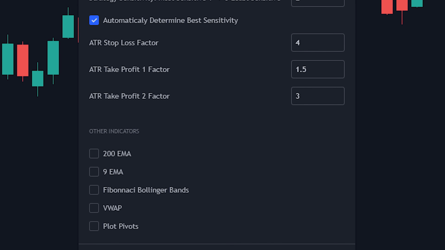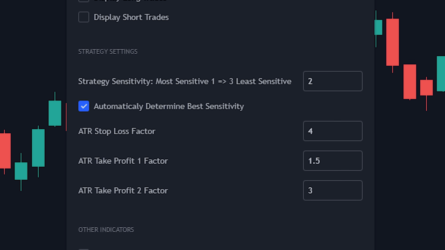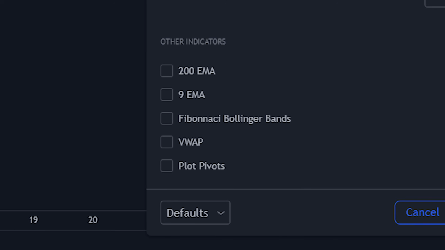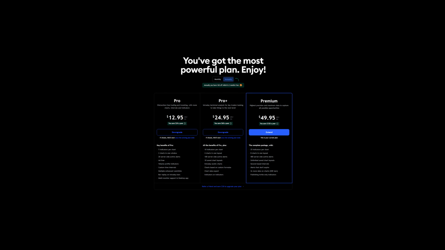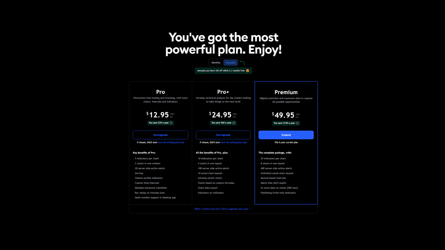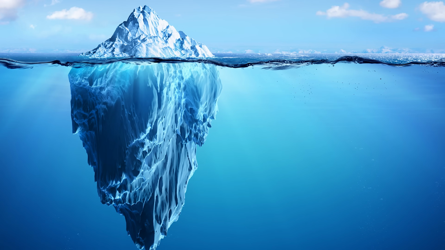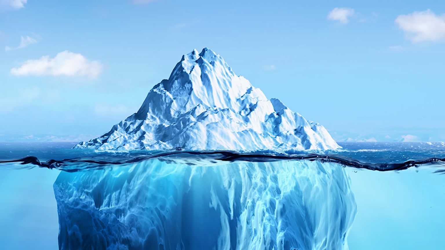Customizable settings to where you can change the sensitivity based on if you're a more aggressive or passive trader. Other popular indicators already pre-installed into one indicator so you don't need TradingView Premium to have 3 or more indicators on your chart. And all of these features are just the tip of the iceberg.